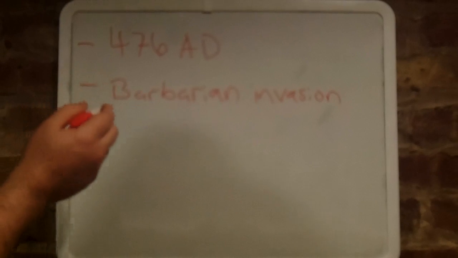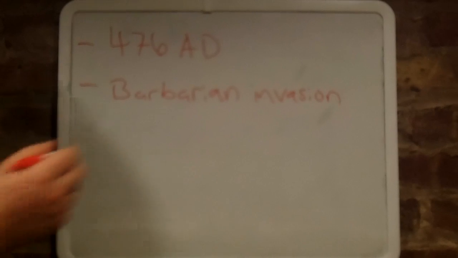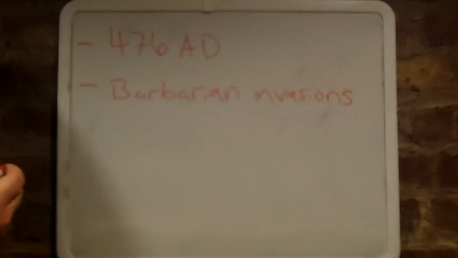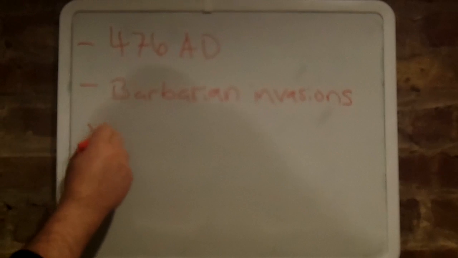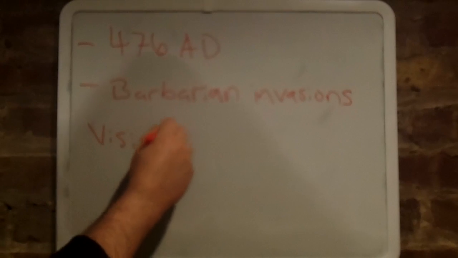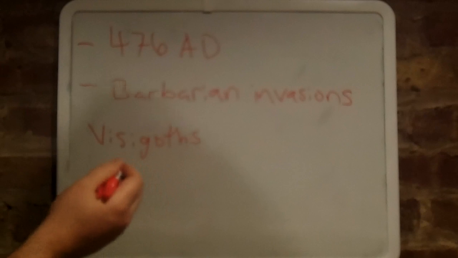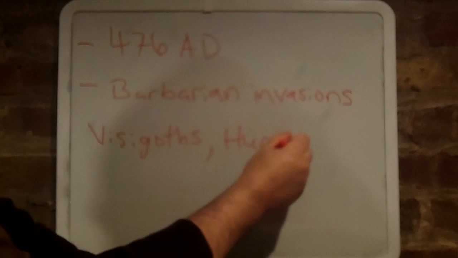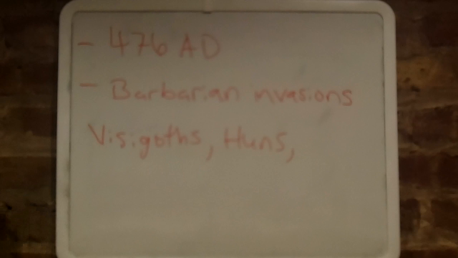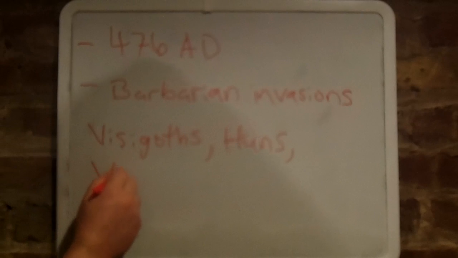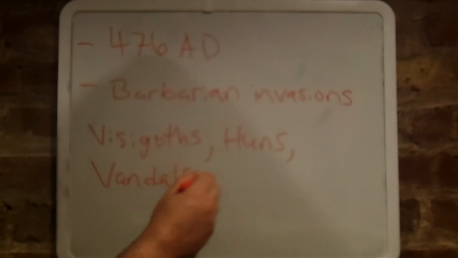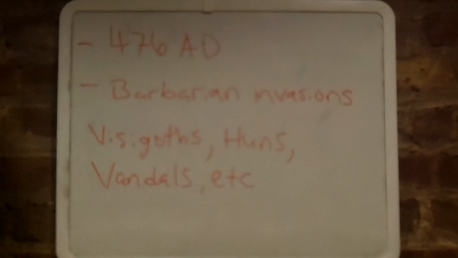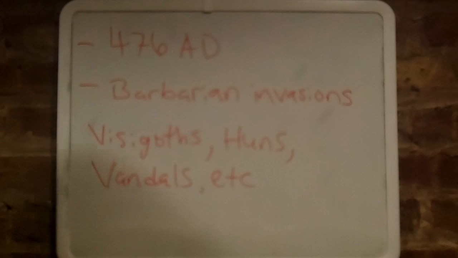So then, as the Roman Empire fell apart, we had a number of barbarian invasions. So you have Visigoths, Huns. Well, the Hun invasions were a little bit before the fall of Rome, but I'll include them anyway. Visigoths, Huns, Vandals, etc. So all these different barbarians just picked the Western Roman Empire clean and set up their own little kingdoms here and there.